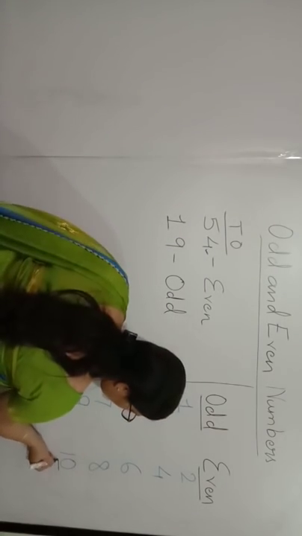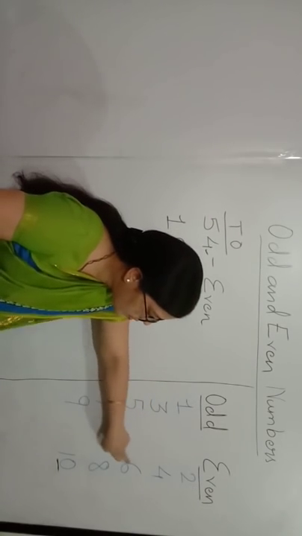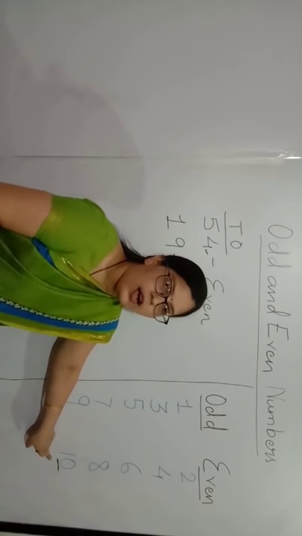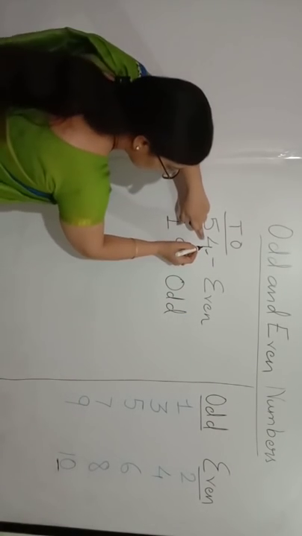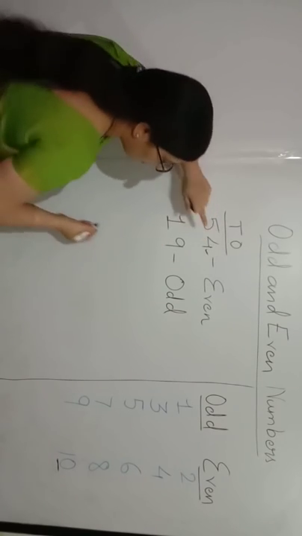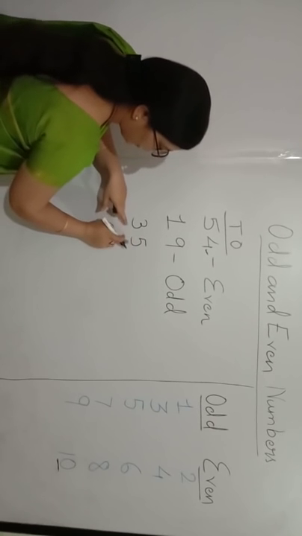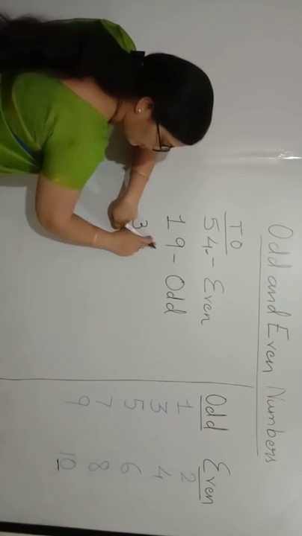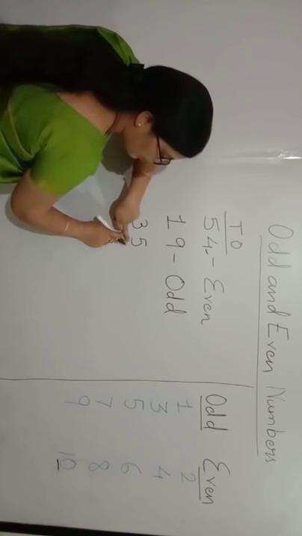What is the ones place here in 10? 0. Okay, so numbers that end with 2, 4, 6, 8 and 0 are even numbers. Number ends with means the digit which is at ones place. So if I take another number, 35, the number ends with 5 at the ones place.